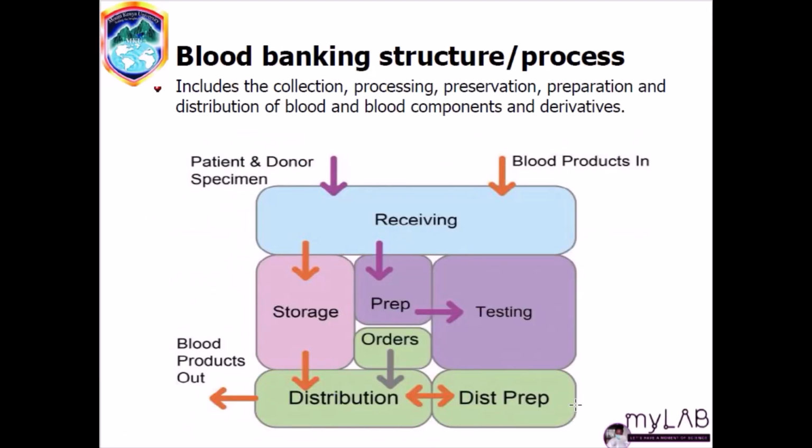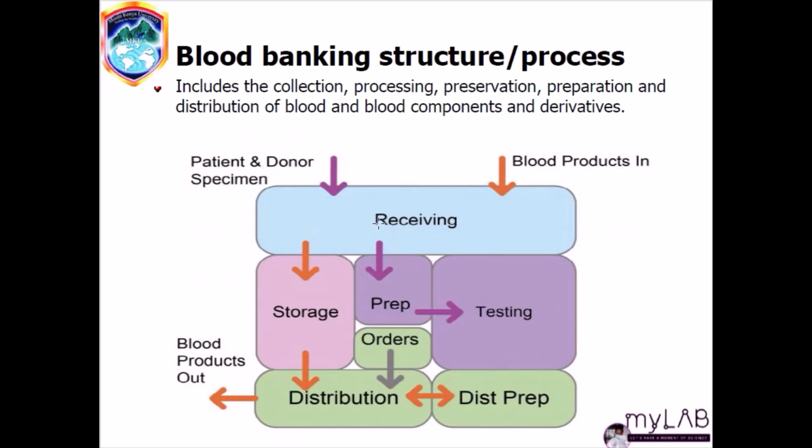Now, we have what we can call a blood banking structure or process of how blood gets into the blood bank and how it exits the blood bank. How does that process or structure look? This structure will include processes of collection, processing and preservation, preparation, and finally distribution of blood and blood components. So I have used this pictorial to help us summarize this.